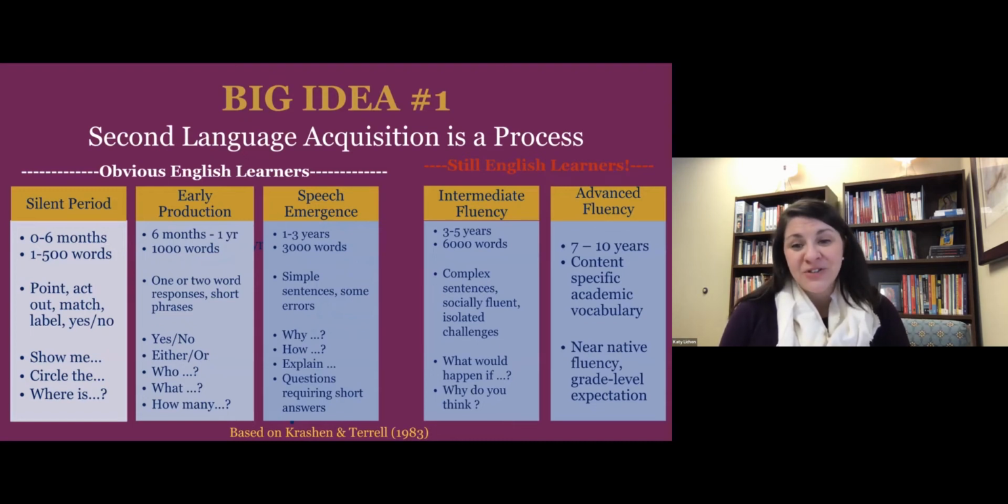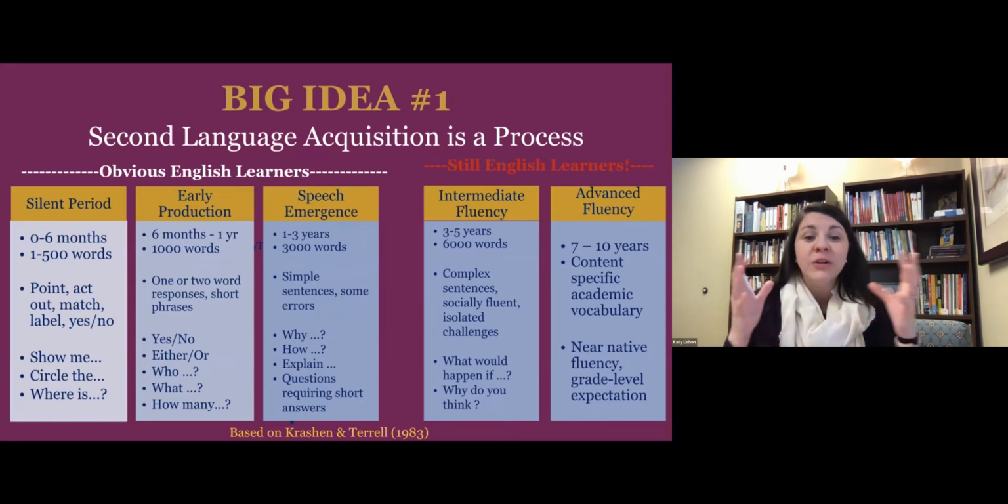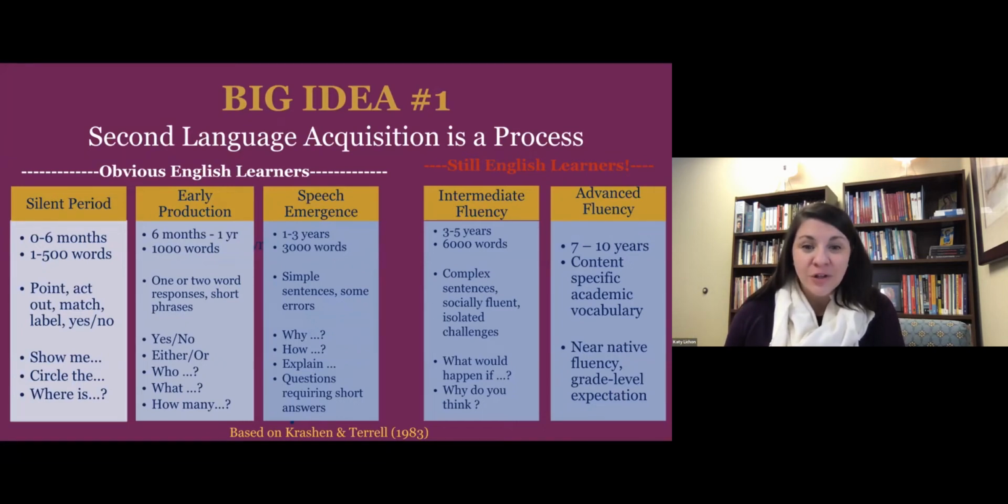These children can have almost 6,000 words. So I think the point I want to make here is that we really need to know as educators where our children are in these 5 stages, and to acknowledge that these first 3 stages are what we call obvious English learners. But these last 2 stages, we can't forget about. Our students are still learning English and perfecting English and learning the nuances of language. So as we talk about productive speech, we need to think about where our students fall within these 5 stages.